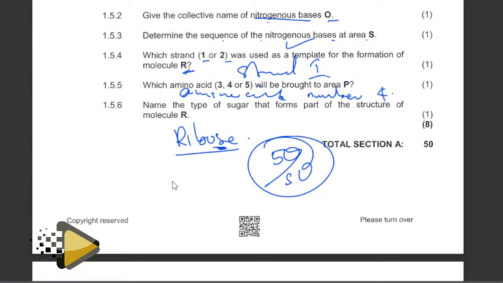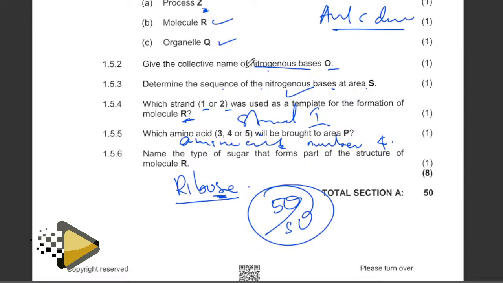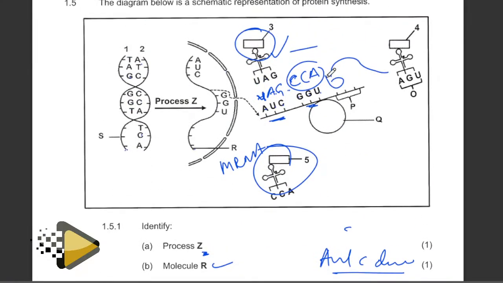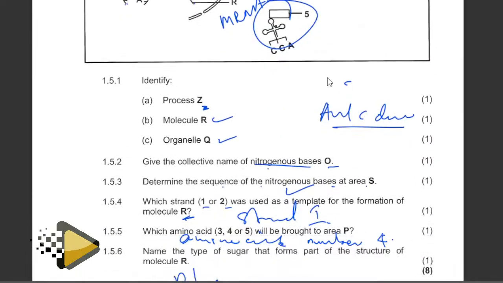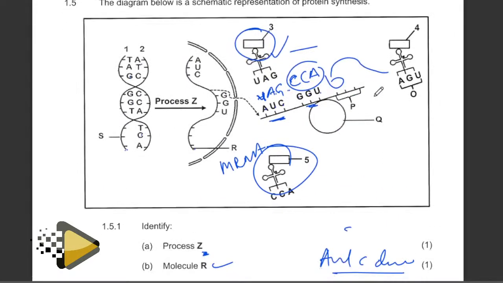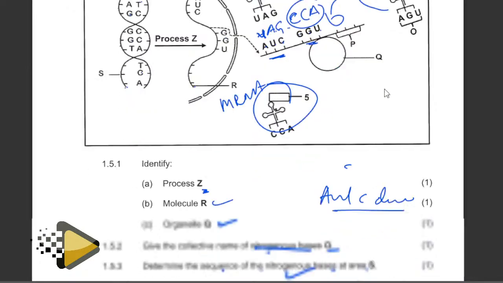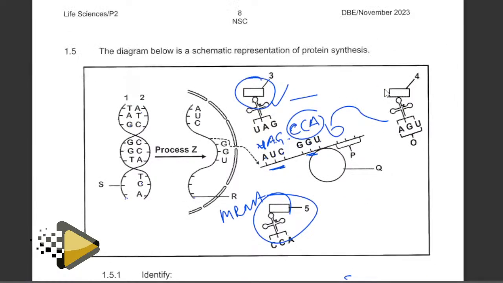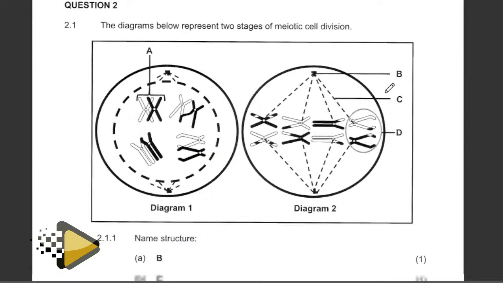Someone is saying 1.5.2, the collective name of nitrogenous base. They are not talking about what this is, they are saying nitrogenous. The key point here is nitrogenous base. So someone is talking about tRNA. tRNA is only this, but they're talking about the collective name of these three bases which are found on the tRNA. Therefore, the answer becomes nitrogenous bases. I think I'm clear there.